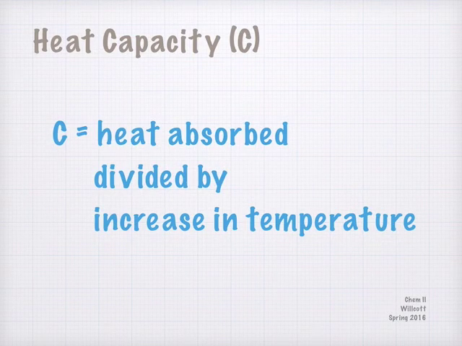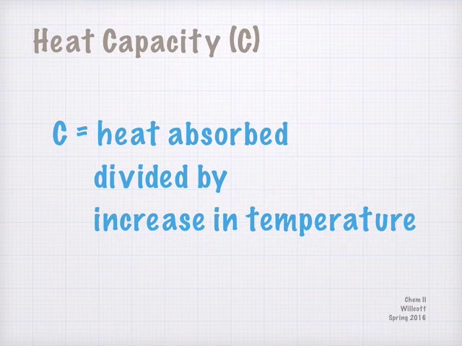So we're going to say that heat capacity would be the heat absorbed divided by the increase in temperature. And as you look at your book or potentially other books, you'll notice there are different abbreviations for heat capacity. In this class, we will try and keep it at a consistent C.